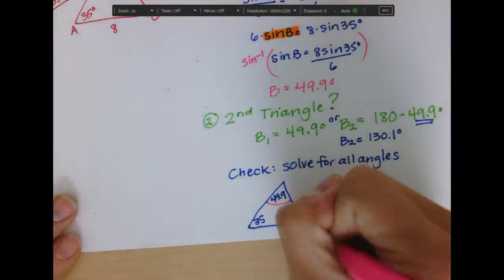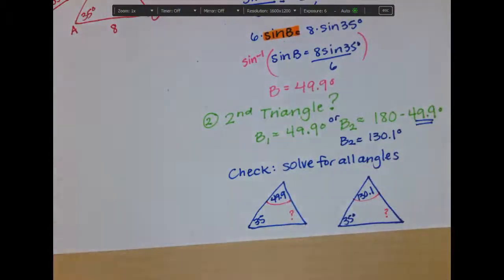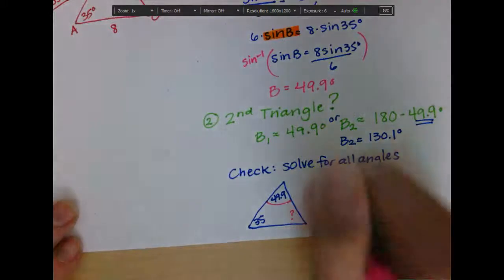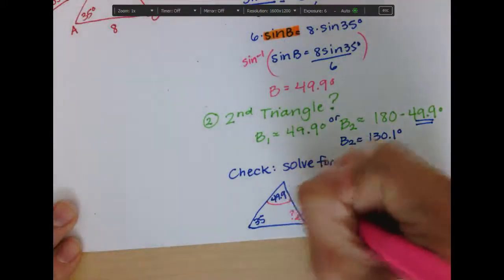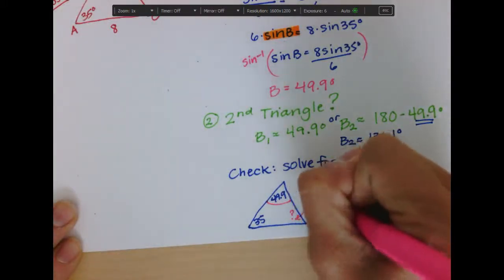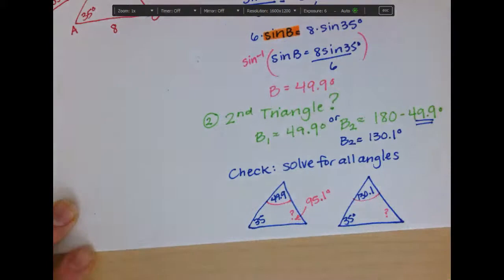So let's see if we can solve for that third angle. If in each scenario we're able to find that third angle, then that means there are two triangles here that are both possibilities under the given conditions. So I'm going to use the angle sum theorem and solve for the missing angle in each case. And in this one, with the acute angle for angle B, my third angle is 95.1 degrees.